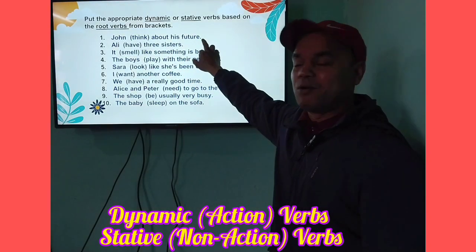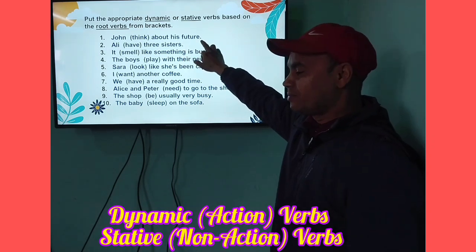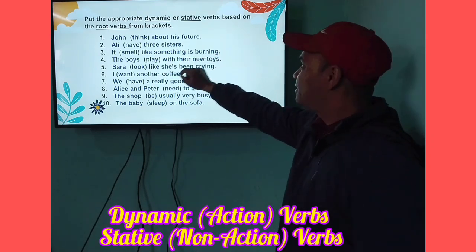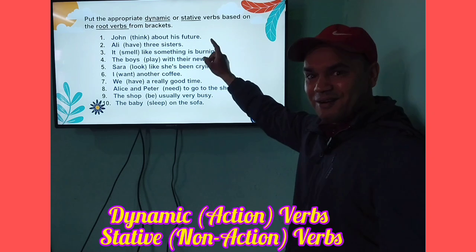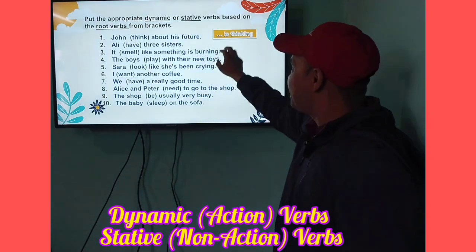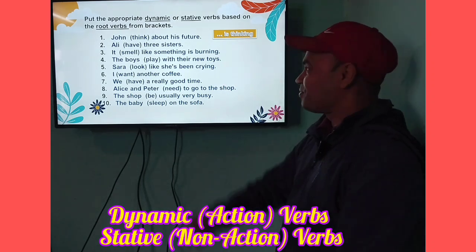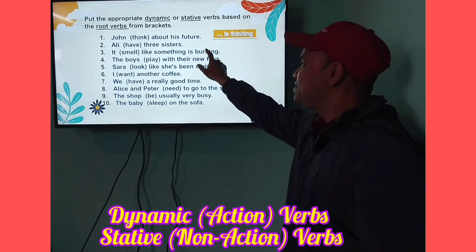For example, number one, John think about the future. So what is the right answer? Can you guess it? Let me check it out. What's the right answer? Yeah, of course. John is thinking about his future. The right answer is John is thinking.